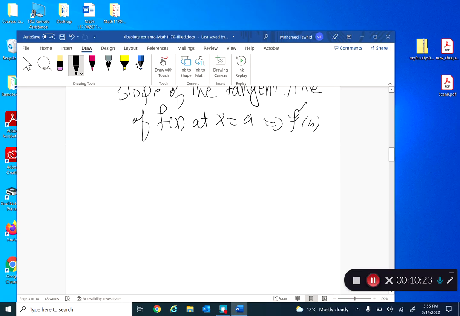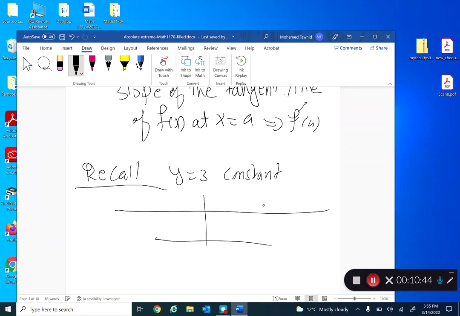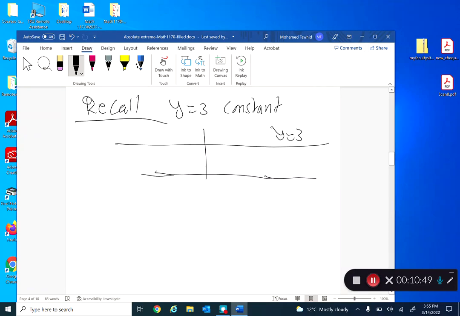Now let me recall for you what happens with slope. If I give you y equals 3, just a constant function, what is the graph of this? It will be y equals 3, a horizontal line. So what is the slope of any horizontal line? The slope of any horizontal line is 0.